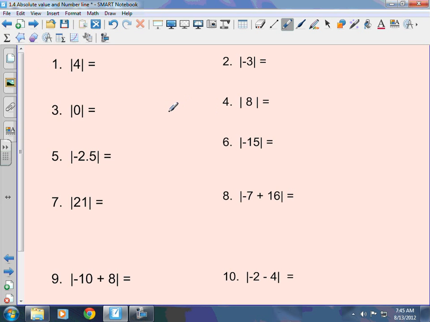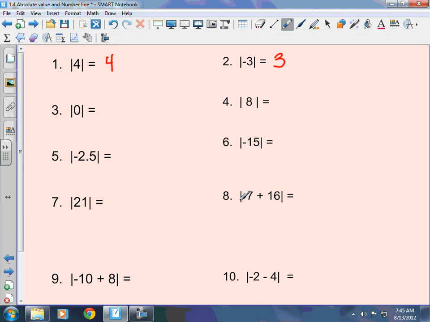Okay, so let's try some of these on our own. How far is 4 away from 0? It's 4 numbers from 0. So the absolute value of 4 is 4. How many numbers away from 0 is -3? It's 3 numbers away from 0. So the absolute value of -3 is +3. You should be able to do the rest of these up until 7.